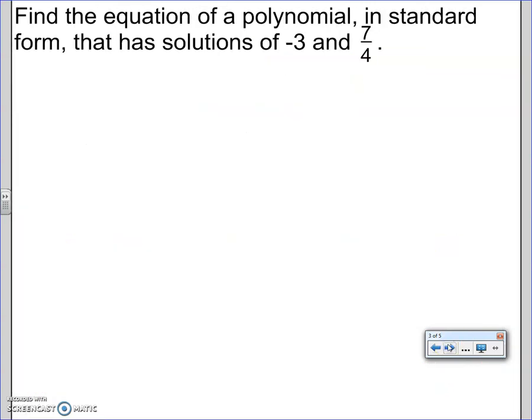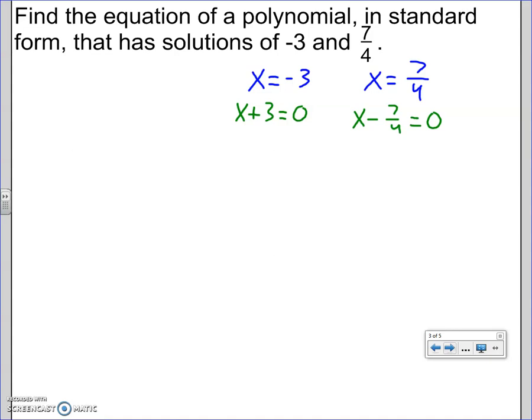So find the equation of the polynomial in standard form that has the solutions x equals negative 3 and x equals 7 over 4. So in this case, I'll actually just write it. Here are two answers. If I had to unsolve this, I have to move the negative 3 to the left by adding it. So x plus 3 equals 0. And here I'd subtract the fraction: x minus 7 over 4 equals 0. So those are pretty much my factors. So I'll put them in parentheses. X plus 3 times x minus 7 over 4.